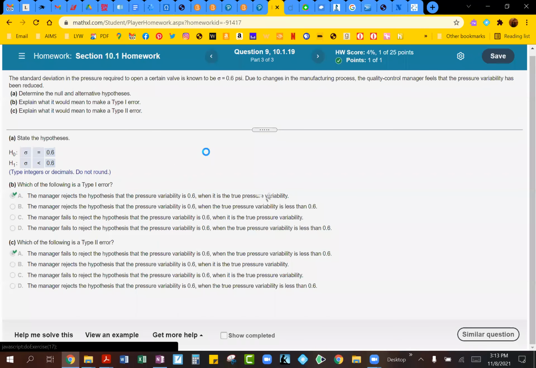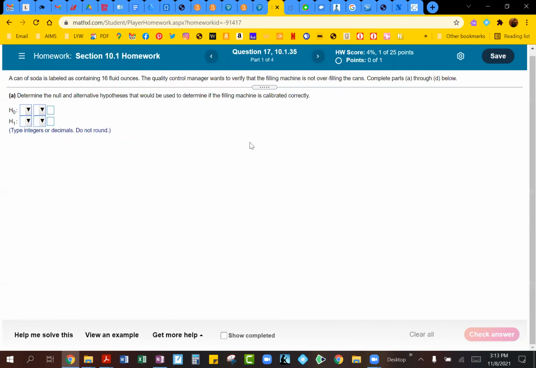And this is number 17. This one is talking about a can of soda that is labeled as containing 16 fluid ounces. So that's your capacity. The quality control manager wants to verify that the filling machine is not overfilling the cans. And then they're asking us to complete parts A through D. So not overfilling the cans. Can you tell me what you think your null and alternative hypotheses will be?